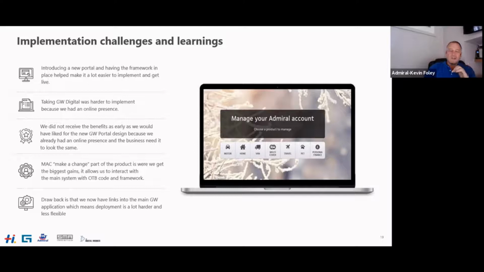When we introduced Guidewire originally, because we'd already had an online presence, it was really difficult. And the reason why is because we already had the presence, and therefore we were trying to make Guidewire bend, if you like, into the stuff that we'd had before. So there were some difficult conversations.